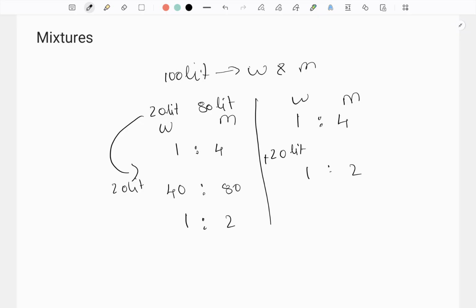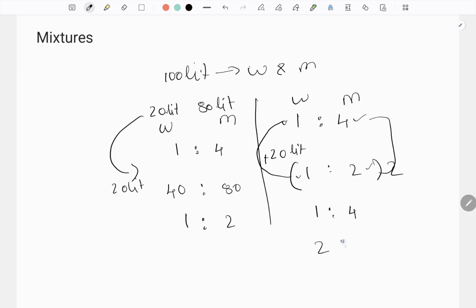So just see the ratio parts. 1:4, then later it becomes 1:2. Where did the actual change happen? In the water. Did we add anything to milk? Nothing. So milk should be the same, without any change, and there should be a change in water. If so, try to make the milk part the same by taking LCM. So now 4 and 2, what is the LCM? 4. So the first ratio stays as it is, 1:4, and the second ratio should be multiplied by 2.